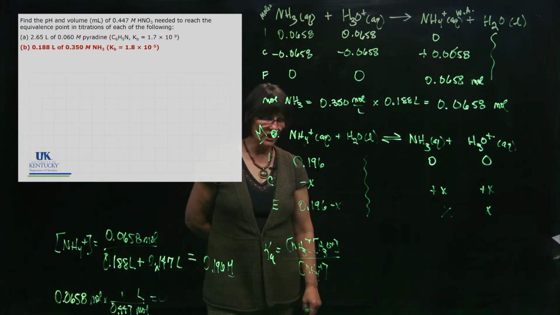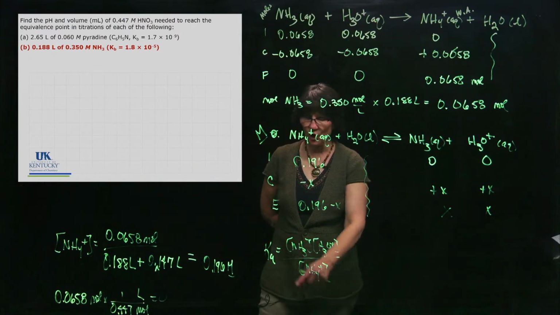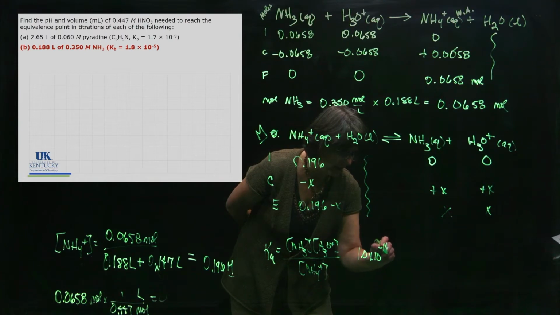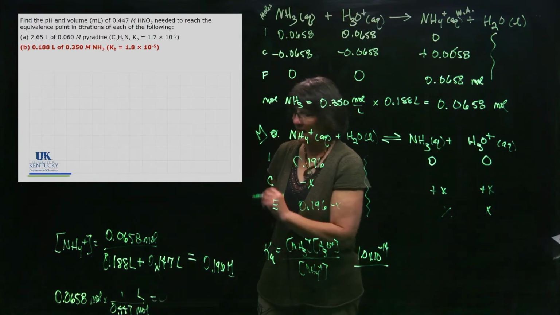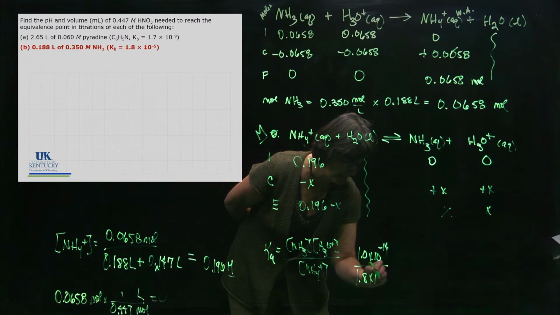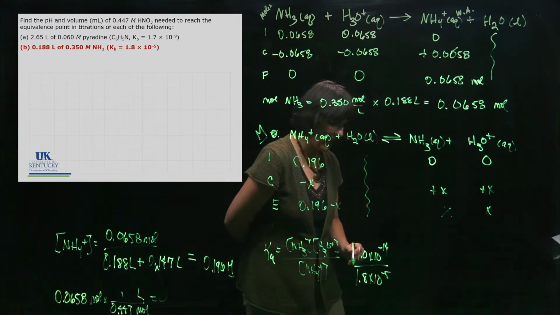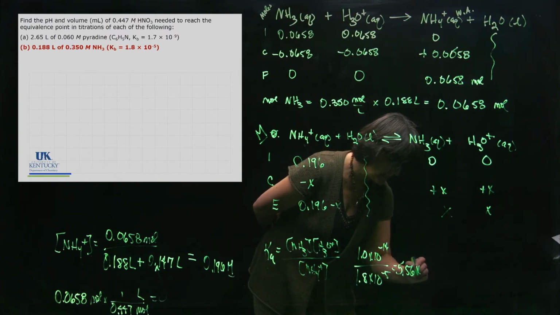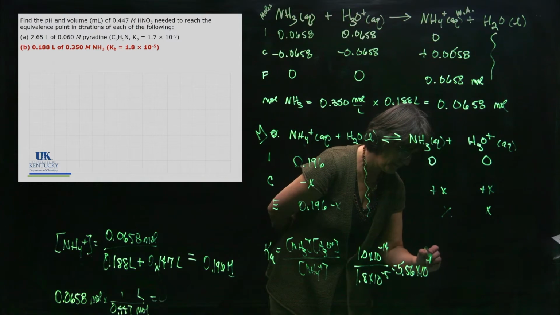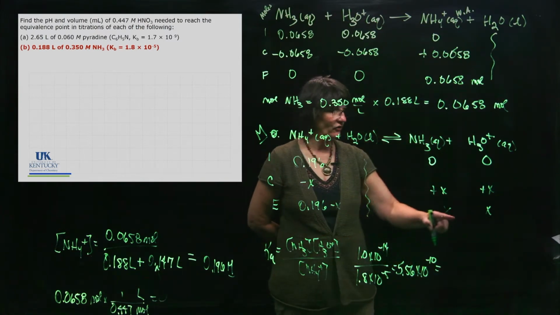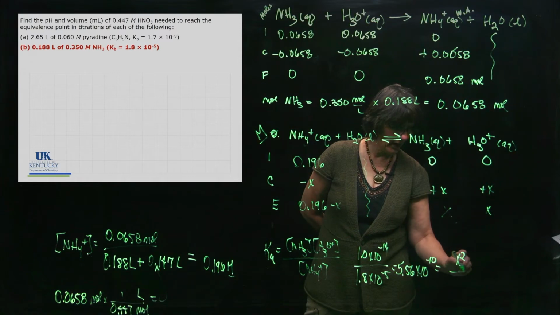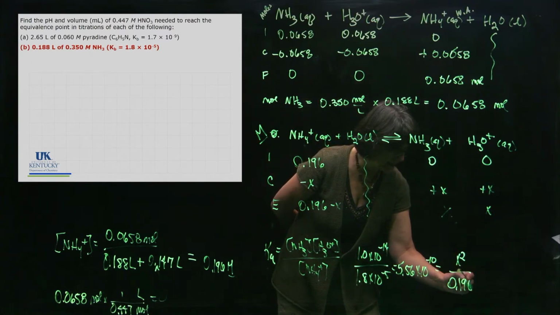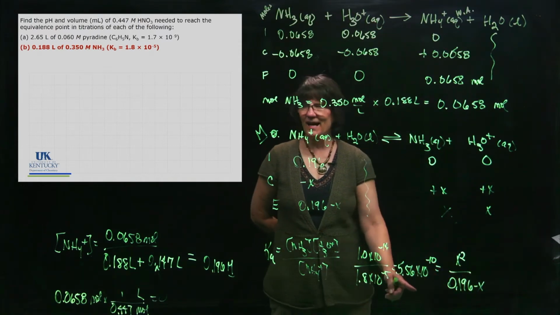Then I start plugging information in here so I can solve for my x. What is Ka? Well, Ka, they didn't give to me, but they did give me Kb. So I take Kw divided by Kb of 1.8 times 10 to the minus 5. And that is going to give me the Ka. It is 5.56 times 10 to the minus 10. And that is going to be equal to x times x, or x squared, divided by, what we see here, 0.196 minus x.